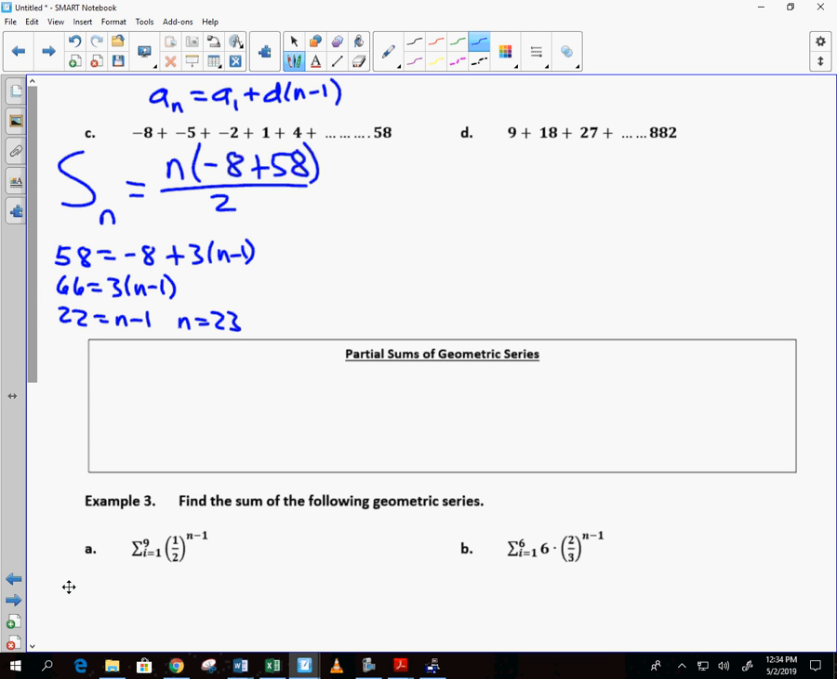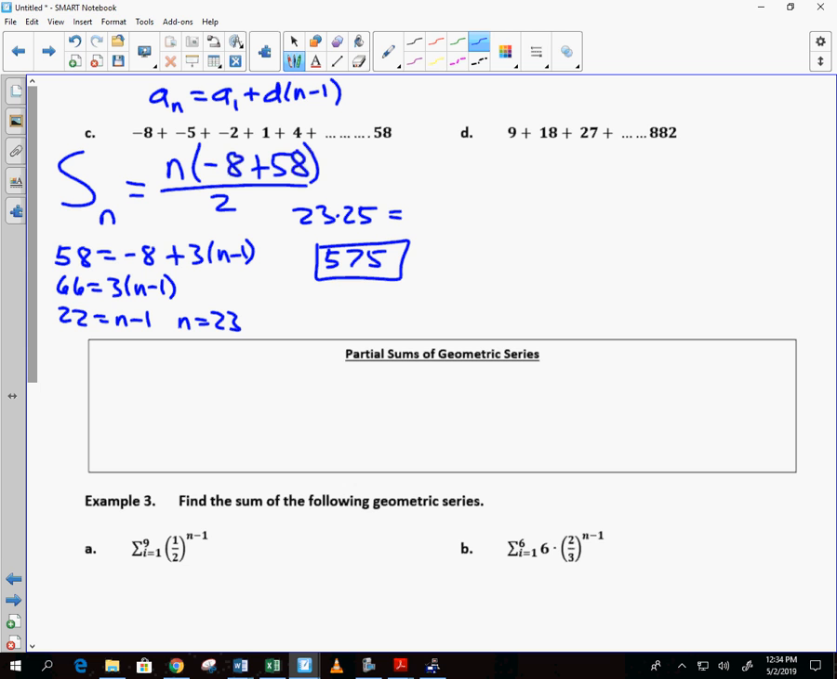So I plug in 23. Negative 8 plus 58 is 50, divided by 2. I got 23 times 25, which is 575. You like this? What's 25 times 25? 25 squared. You guys all know your perfect squares, right? 625. So you're going to subtract off 2 25s or 50. So 625 minus 50 is 575.